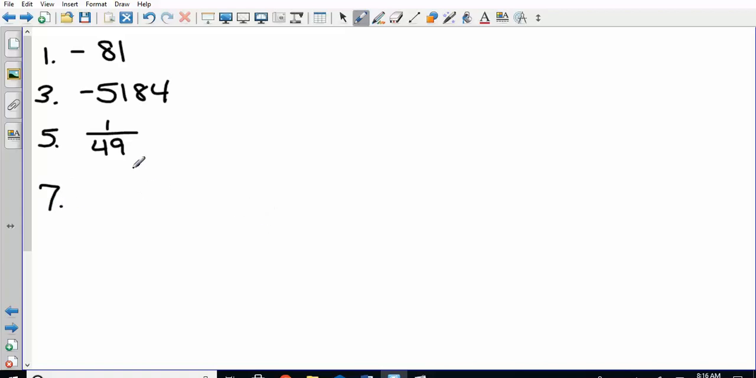So 3/4 cubed, so 3 cubed is 27. 4 cubed is 64. -16 squared is 256, and you get 108.